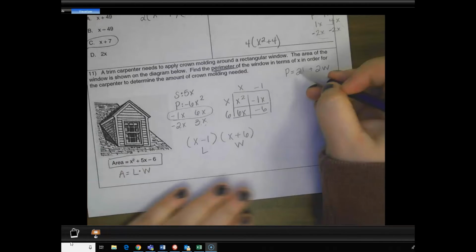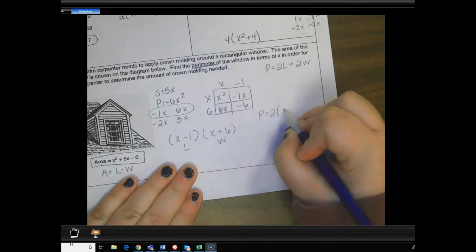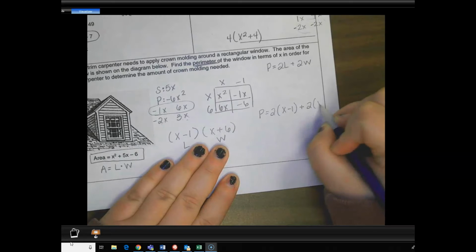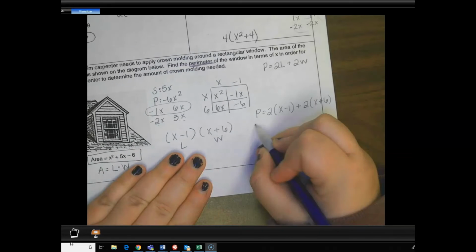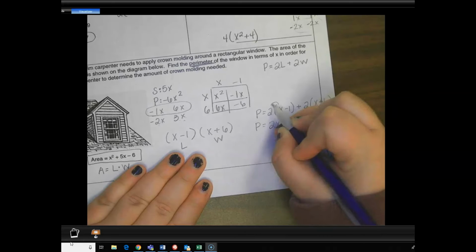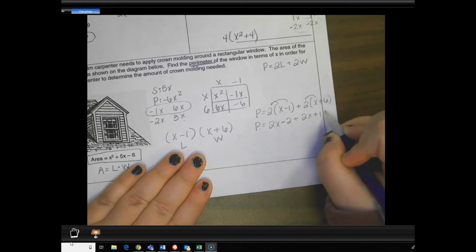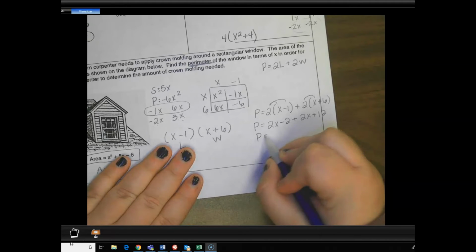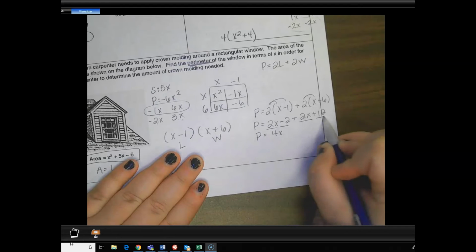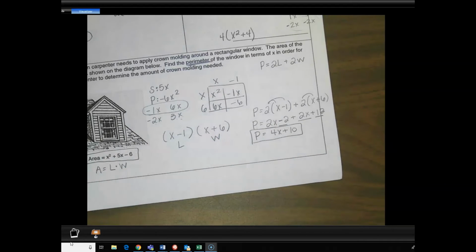Now I'll come back to my perimeter. Perimeter equals 2 of those lengths plus 2 of those widths. Use my distributive property. Sorry if you can hear noise. I'm making this video during class, and sometimes you can hear classes next door. And that is as far as we're going to be able to go on that one.